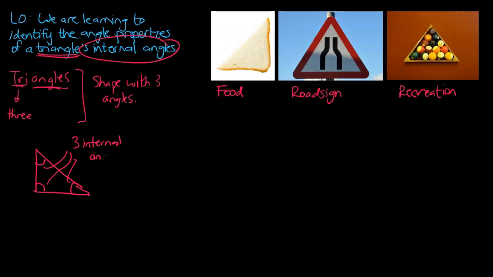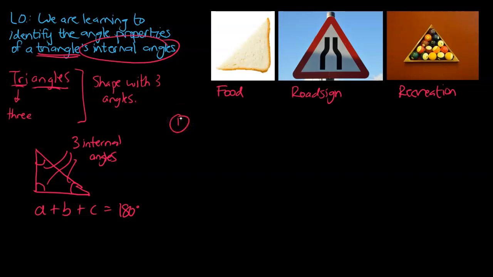internal angles. And what we know about those angles, all of those angles, they are going to sum or add to 180 degrees. So let's call them angle A, angle B, and angle C. They're going to be equal to 180 degrees. Nearly wrote 360, but definitely 180 degrees. And let's go through a couple of examples of how we can use this information to help us solve problems.